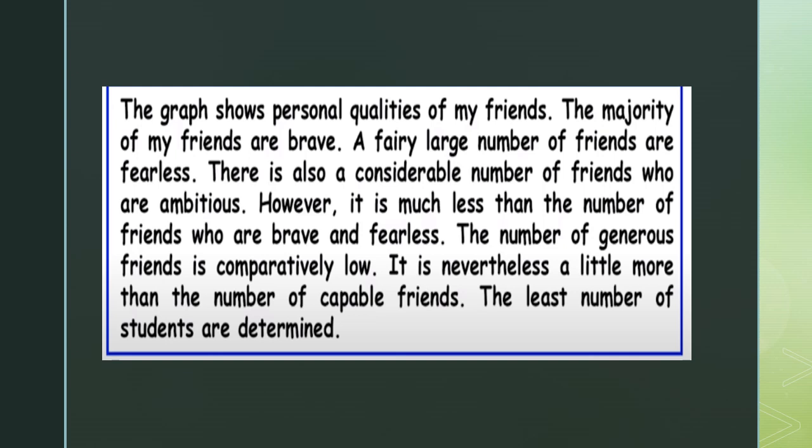However, it is much less than the number of friends who are brave and fearless. The number of generous friends is comparatively low. It is nevertheless a little more than the number of capable friends. The least number of students are determined. Write down this description in your exercise book and try to write this type of bar chart description of your own.